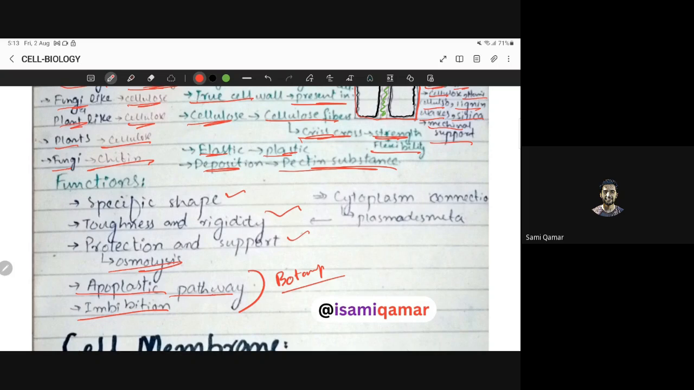Okay, don't worry. Cytoplasmic connections are formed via the cell wall, known as plasmodesmata. These questions have been asked in past papers. Whenever it is so, I will write PP, so you can understand it.